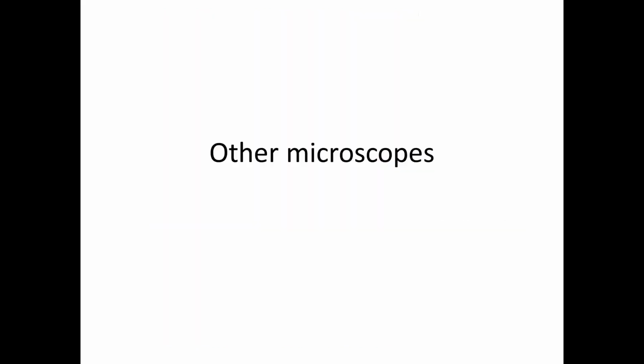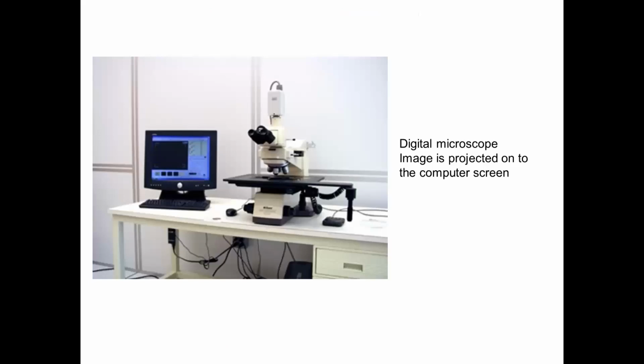Now let us talk a little bit about other microscopes. First, let's look at a digital microscope. A digital microscope is similar to a light microscope. However, it is attached to a camera and to a computer, and the image that you focus on will appear on the computer screen.